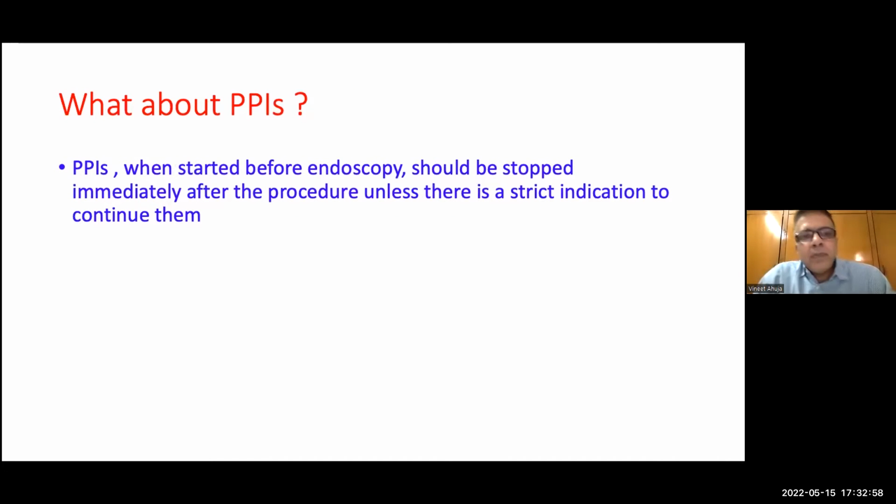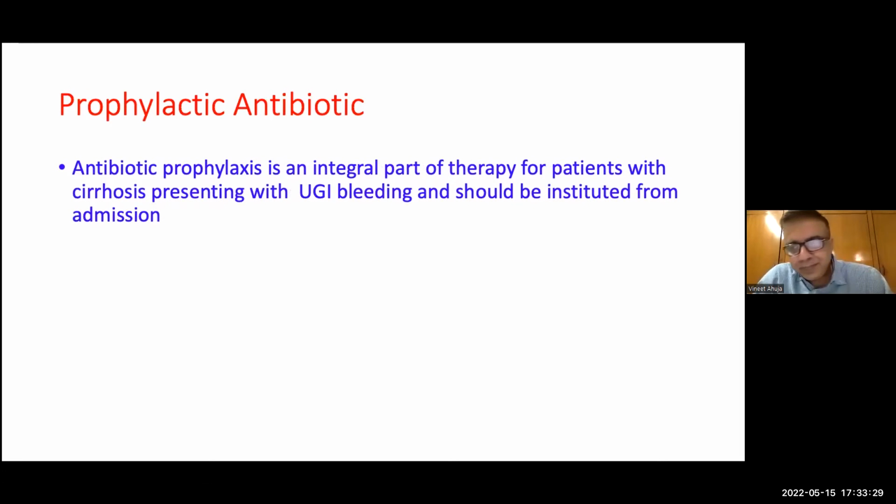What about proton pump inhibitors? That is again a knee-jerk response: if a patient with any bleed has come, proton pump inhibitors would be useful. No. Proton pump inhibitors, when started before endoscopy, should be stopped immediately after the procedure confirms a variceal bleed, unless there is a strict indication to continue them. The strict indication could be, let us say, the patient has an associated ulcer, or a post-EVL ulcer, and then we may continue them. Otherwise, proton pump inhibitors should be stopped.